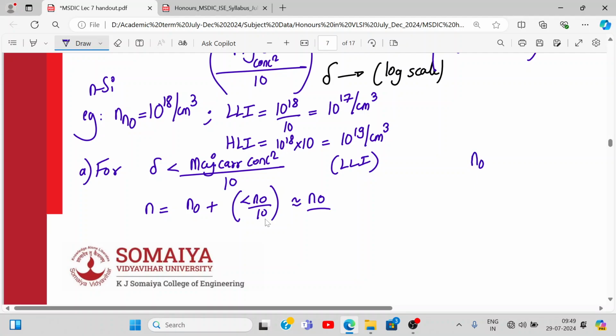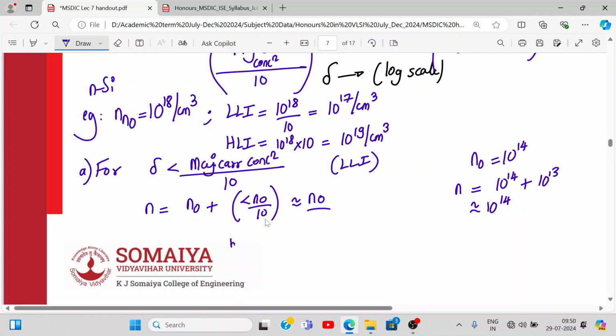How is it not getting disturbed much? Earlier, let's say n0 is 10 raised to 18. Now it has become what? n is equal to what? Not so much actually. Let's say n0 is 10 raised to 14. 10 raised to 14 plus 10 raised to 13 it will become, right? This is approximately equal to 10 raised to 14 only. Got what I'm saying? 10 lakh plus 1 lakh will be approximately 10 lakh, that way. Understood? So majority carrier concentration will remain almost the same.